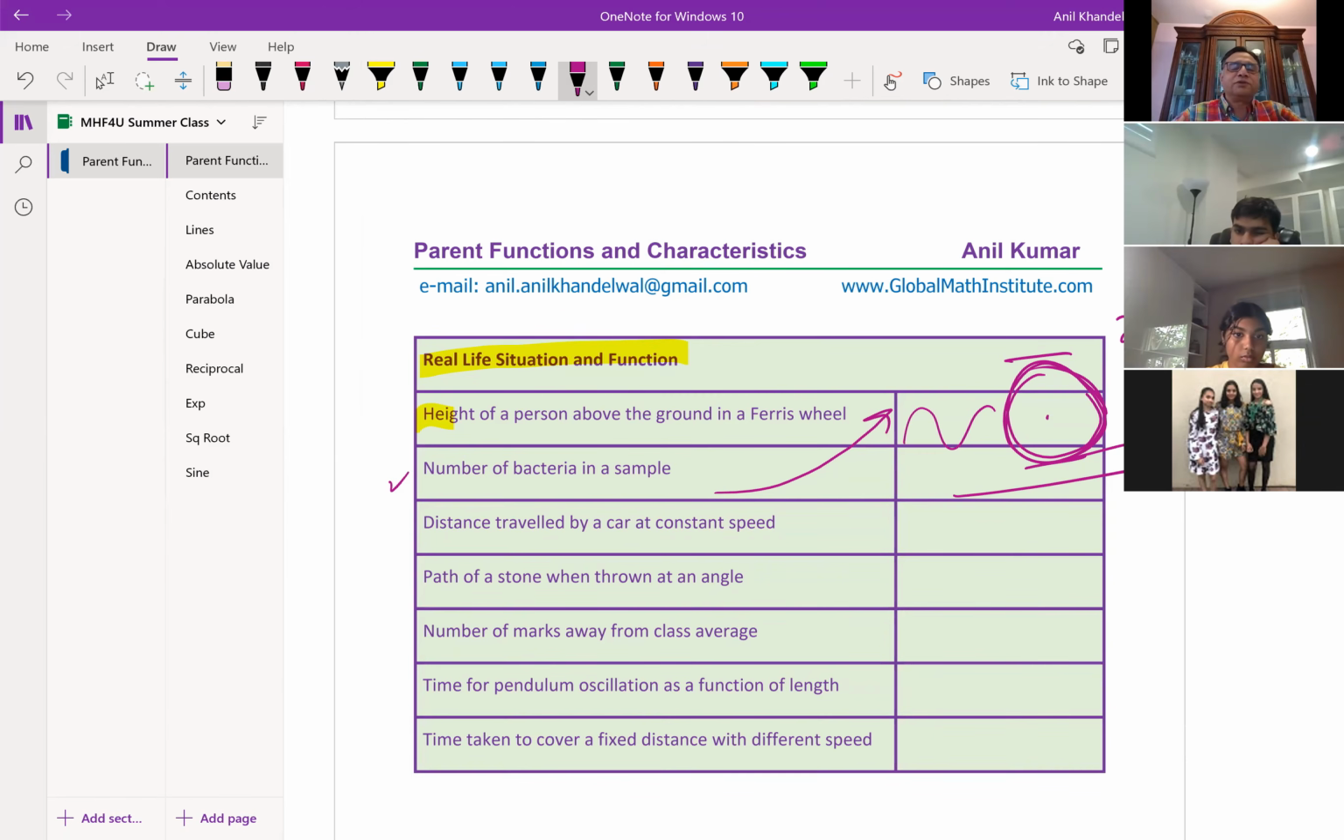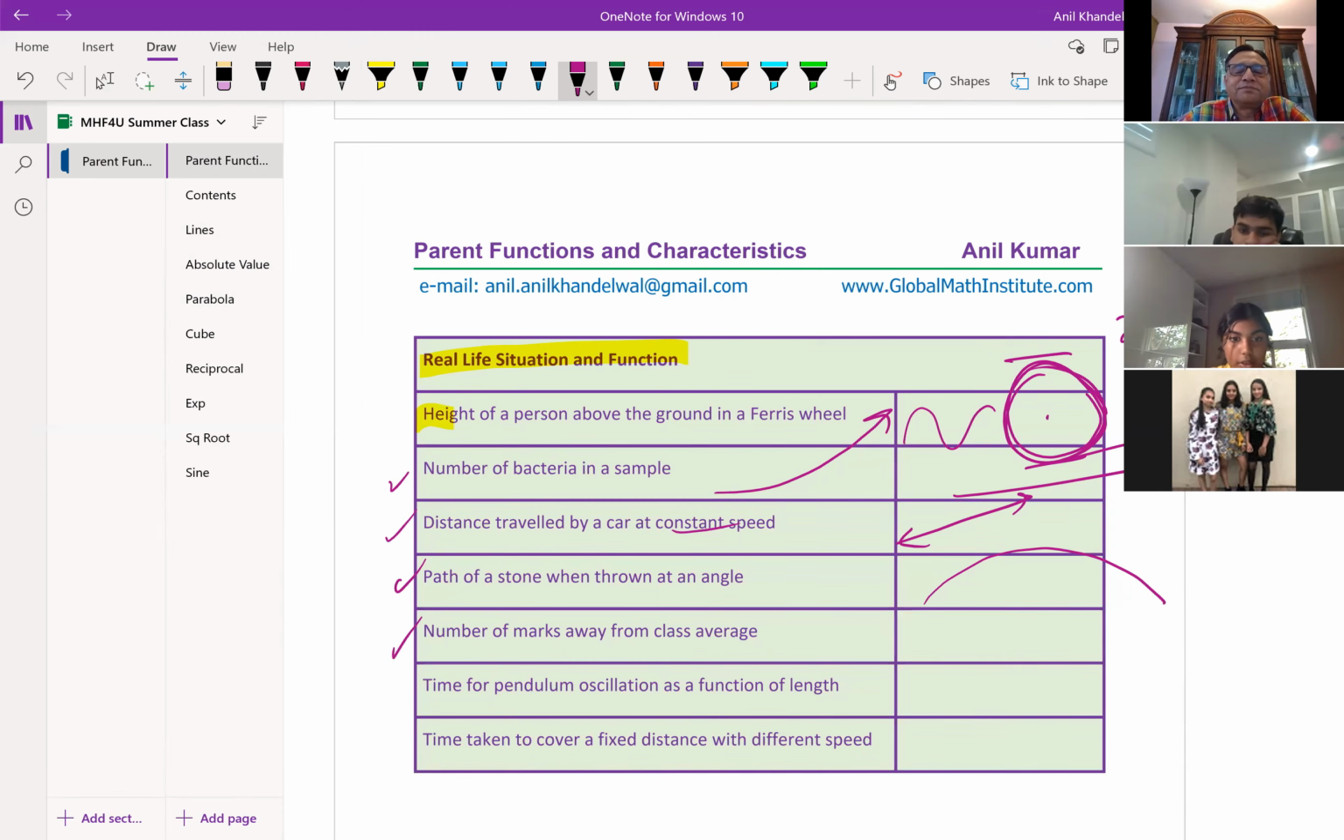Ankita, next one for you. Can you read and answer? Number 3, distance traveled by a car at a constant speed. Since it's constant, I'm pretty sure it's a linear function. That is right. So next one for you, Mohammed. I think it's the parabola. Correct. What do you call it? So quadratic function, polynomial, quadratic function. That's correct.